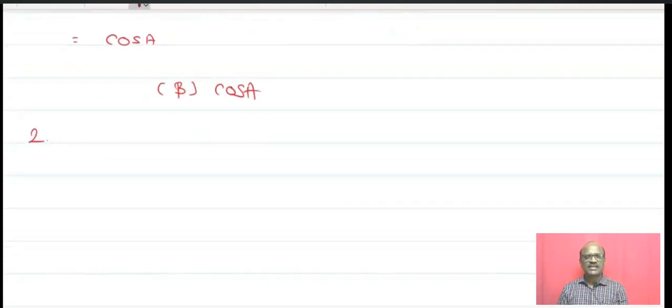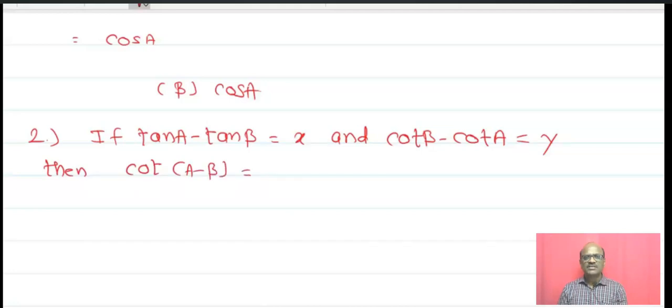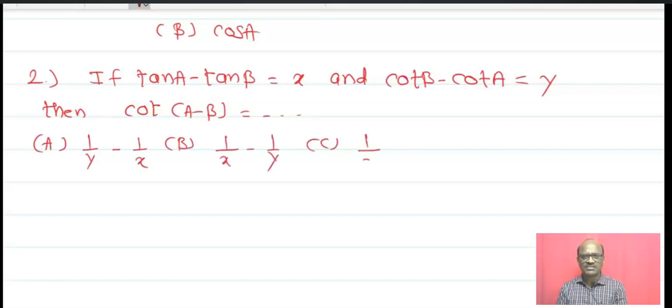Now the next question. If tan A minus tan B is equal to x and cot B minus cot A is equal to y, then cot of (A minus B) is equal to what? The first option, 1 upon y minus 1 upon x; B, 1 upon x minus 1 upon y; C, 1 upon x plus 1 upon y; and D, xy upon x minus y.